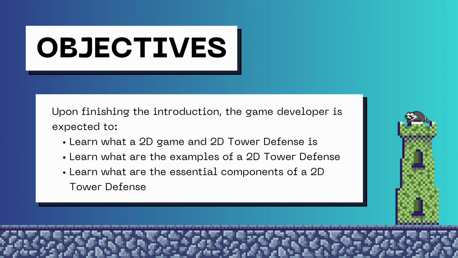The second objective is to learn examples of 2D tower defense and what makes them great. We will need to study the related literature of other tower defense games. With that, our last objective for this video is to learn the essentials of a tower defense game and what makes a tower defense game a tower defense game.